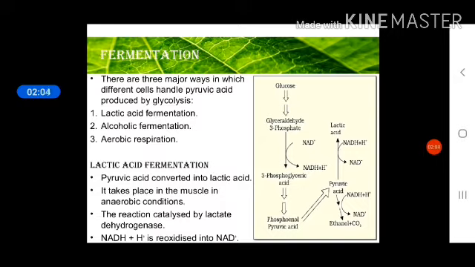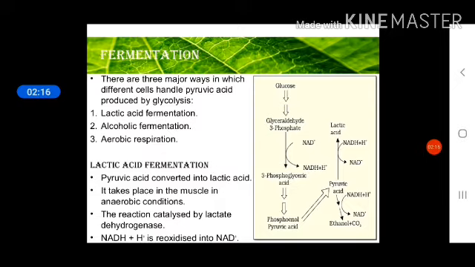Okay, so the reaction is catalyzed by lactate dehydrogenase. Which enzyme is utilized for lactic acid fermentation? It is lactate dehydrogenase. NADH plus H plus is reoxidized into NAD plus, meaning a loss of NADH plus H plus is taking place. You have seen in the glycolysis part that one molecule of NADH plus H plus was formed in the sixth step, but here it is reoxidized into NAD plus, so it is a loss.